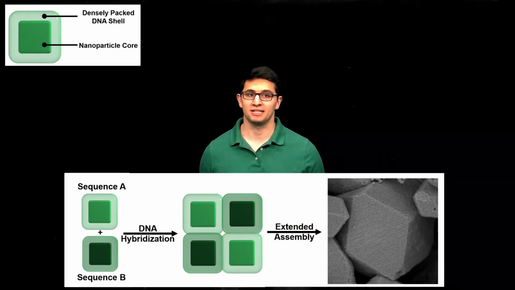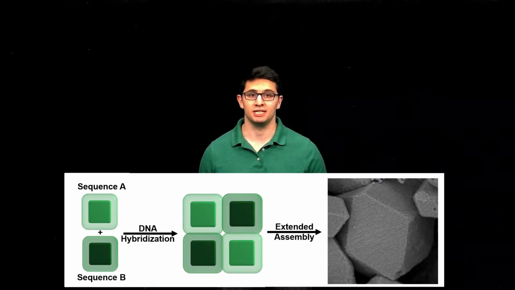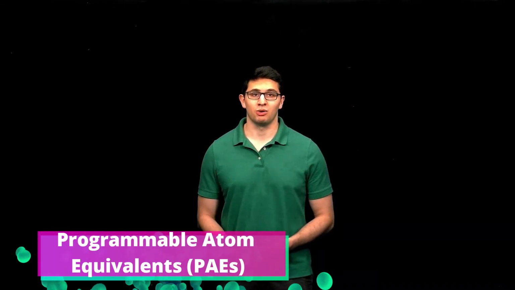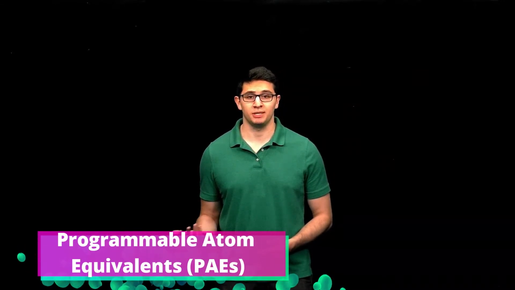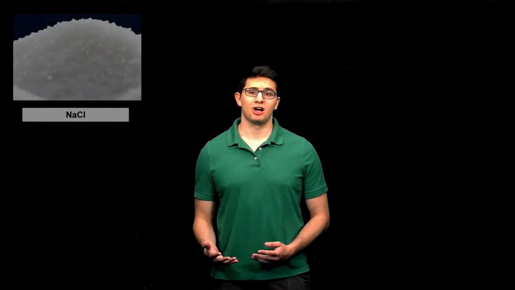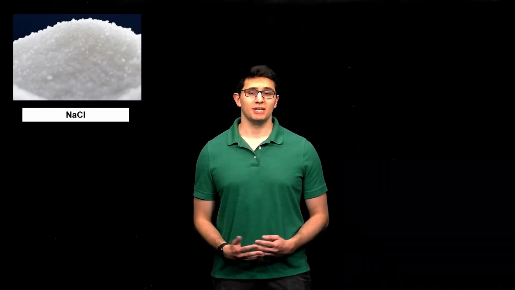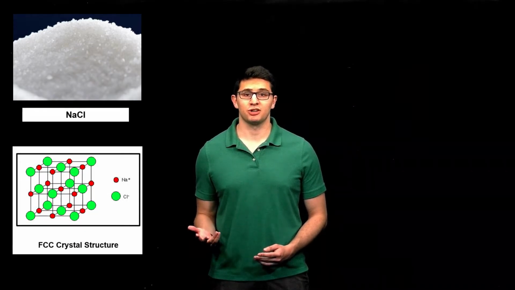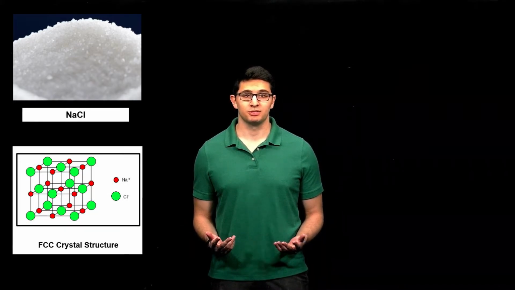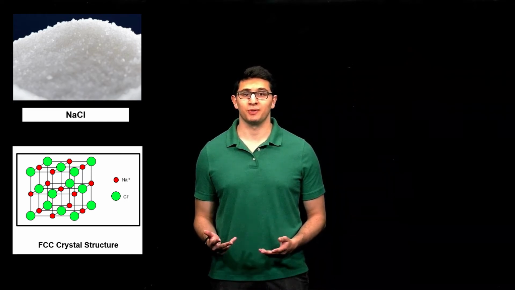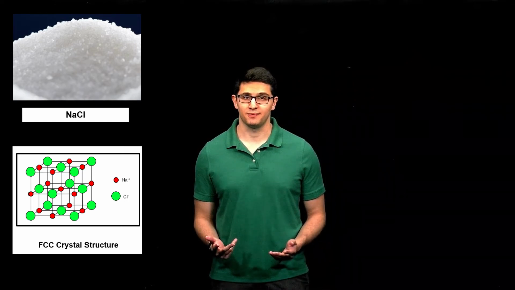Since modern chemists can synthesize DNA of any sequence and length easily and quickly in the laboratory using a machine called the DNA synthesizer, we can achieve unprecedented control over nanoparticle bonding. These nanoparticles, functionalized with DNA, are referred to as programmable atom equivalents, or PAEs for short. Many analogies can be drawn between traditional atoms and programmable atom equivalents. Consider common table salt, or sodium chloride. We know that the electrostatic affinity between positively charged sodium ions and negatively charged chloride ions results in the formation of crystals where the atoms are arranged in a face-centered cubic or FCC array.